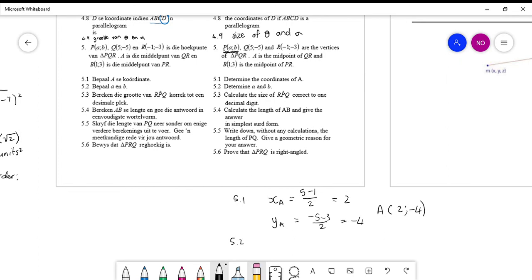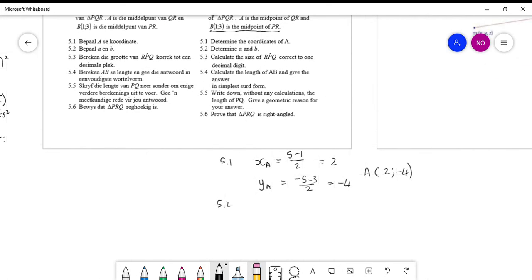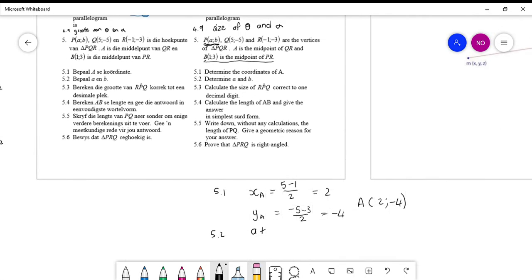And for that, we are going to use this piece of information where they say B is the midpoint of PR. Because I know then that A plus minus 1 divided by 2 will give you 1.